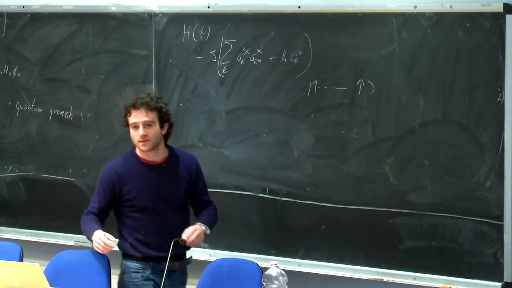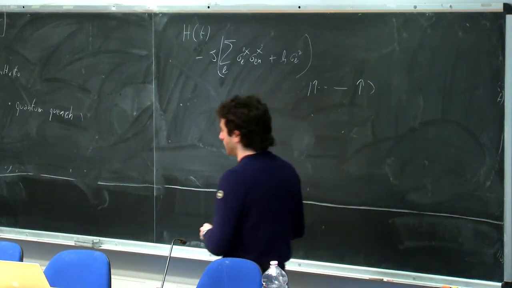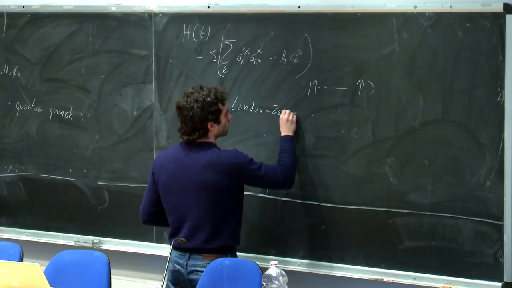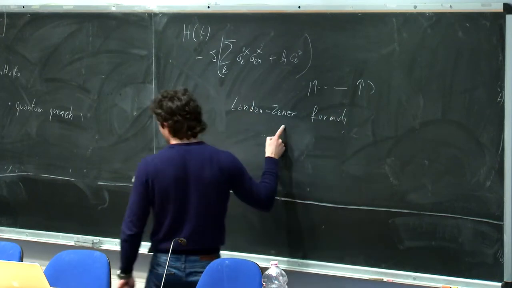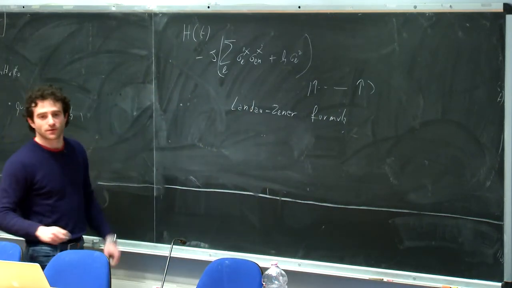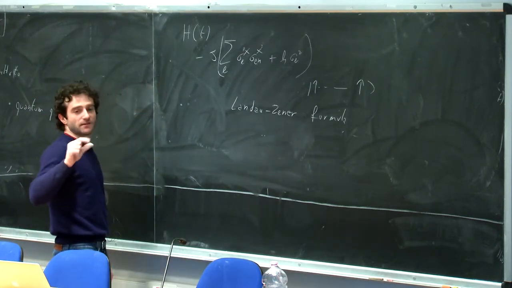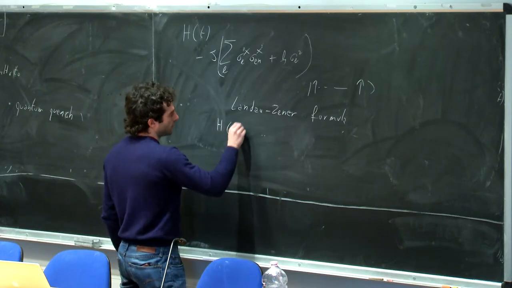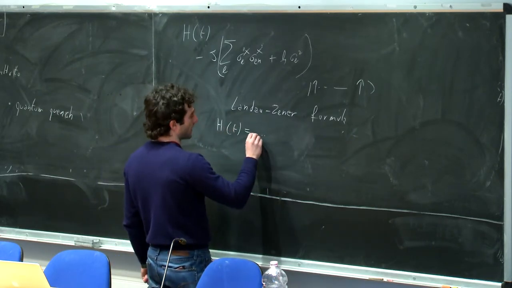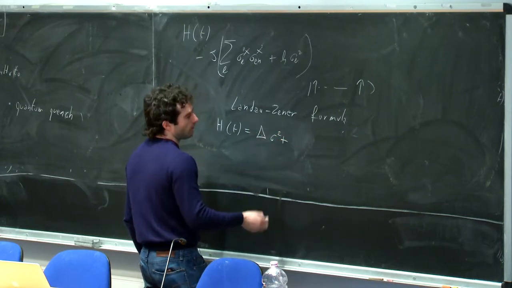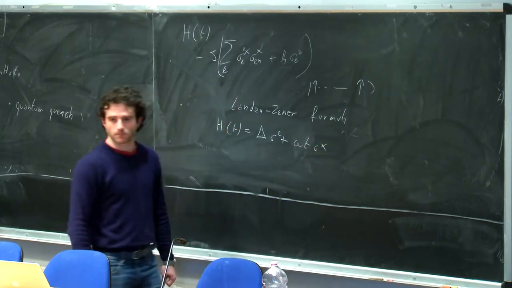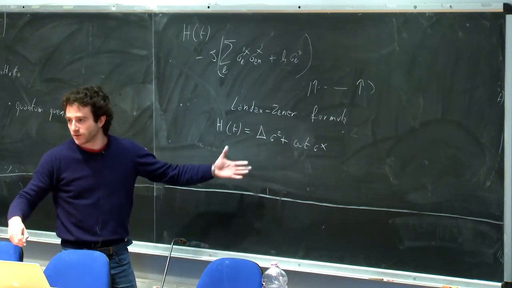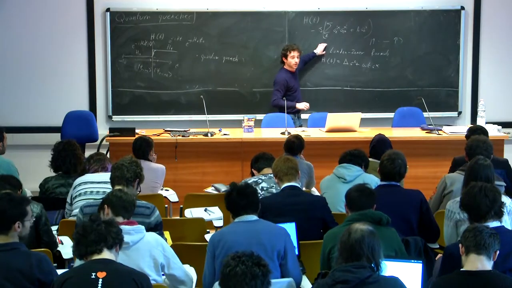Well, I could give you some names if you're interested in this kind of dynamics. There are interesting results. For example, you could consider the Landau-Zener formula. This is an exact expression for the time evolution of the Hamiltonian of a two-level system when the parameters depend linearly on the time. So you consider a Hamiltonian of the form H(t) equal, for example, to delta sigma_z plus omega t sigma_x. Then you can play with this parameter omega, and make omega very, very small in such a way to use the adiabatic theorem. And you can solve this problem exactly.